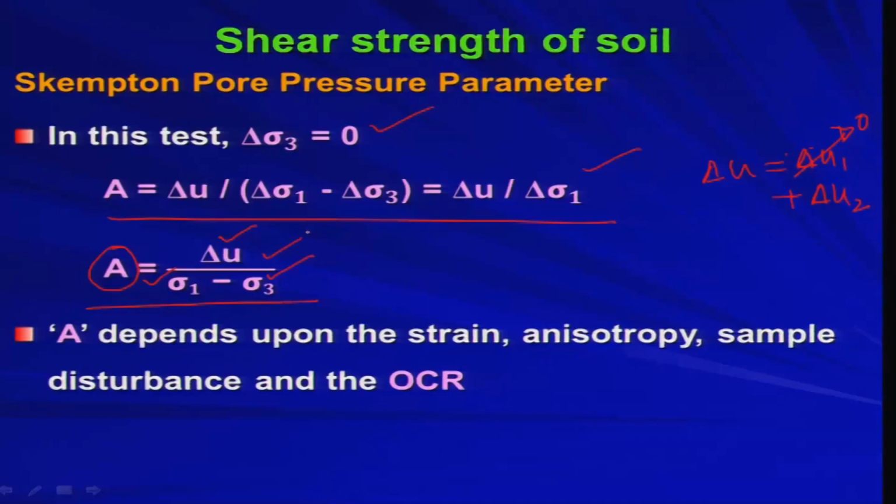Now, I hope it is clear to you how we can find out these two parameters by performing the triaxial test. If you want to know the magnitude of A, you perform a consolidated undrained test, get these quantities from the test, and obtain the parameter A. If you want to find out the parameter B, you perform an unconsolidated undrained test, and from there you can find out B. So, we have seen how these parameters came into the picture, and how we can find them from the laboratory triaxial test.